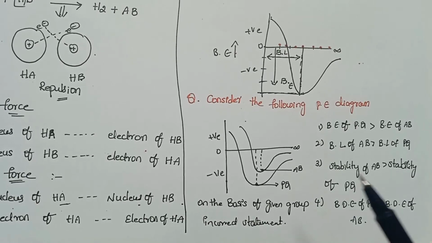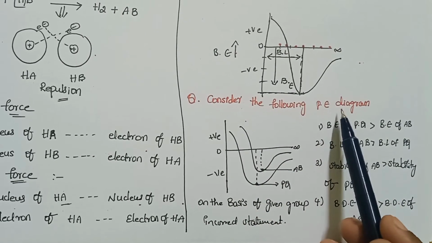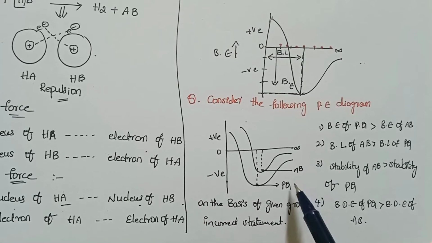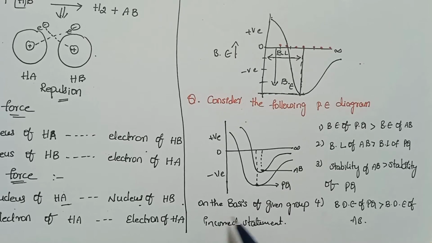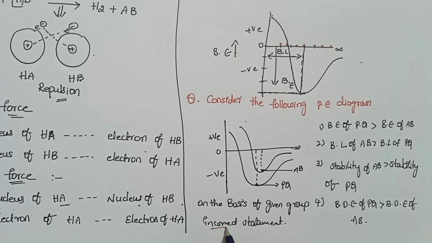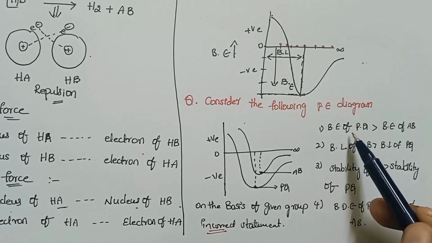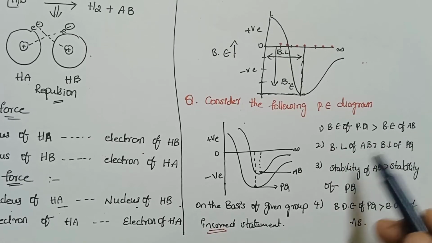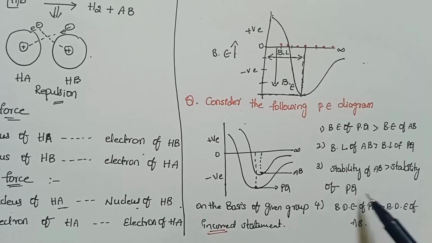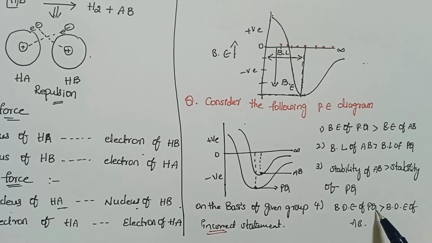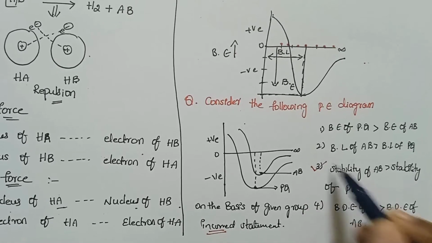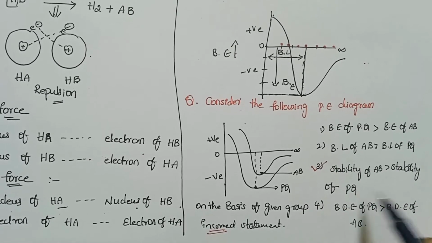Now take one example. Consider the following potential energy diagram, with positive, negative, 0 to infinity, for AB and PQ. On the basis of the given graph, find the incorrect statement. Options compare bond energy of PQ and AB, bond length of AB and PQ, stability of AB and PQ, and bond dissociation energy of PQ and AB. The incorrect statement is the one about stability of AB and PQ.